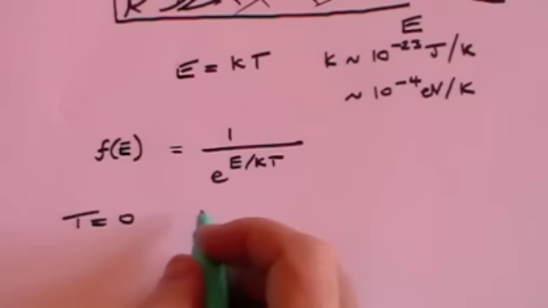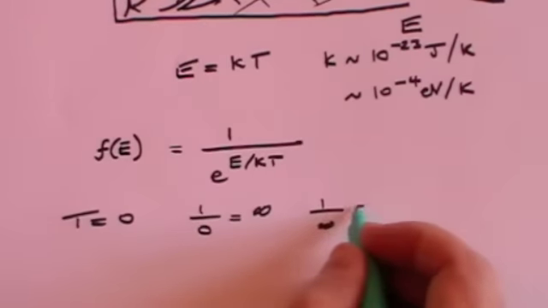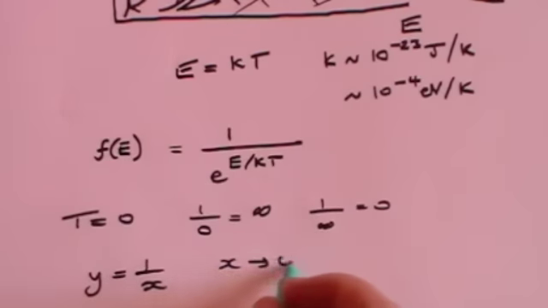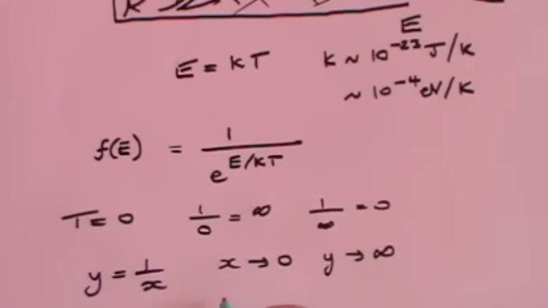And that is my assertion that 1 over 0 is infinity, or 1 over infinity equals 0. And people point out that mathematically those are undefined. But what I think I can reasonably say is that if you say y is 1 over x, then it is certainly true that as x tends to 0, y will tend to infinity, and as x tends to infinity, y will tend to 0.